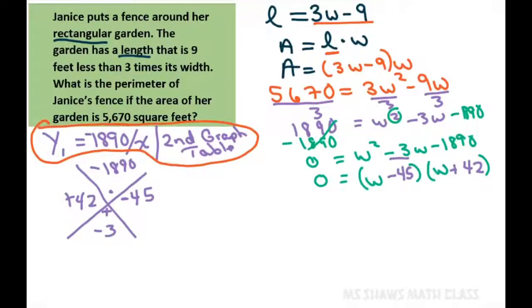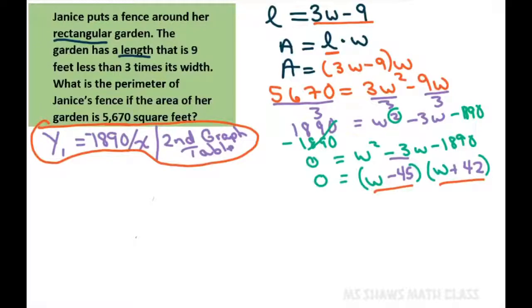All right. Now I'm going to take away that. All right. So when we set each of these pieces to 0, we get w equals 45. And we get w equals negative 42. This is not going to work because width can't be negative. So we have one solution, which is w equals 45.